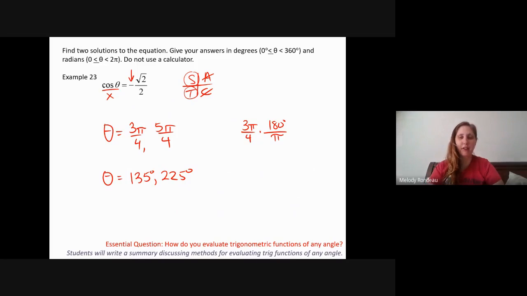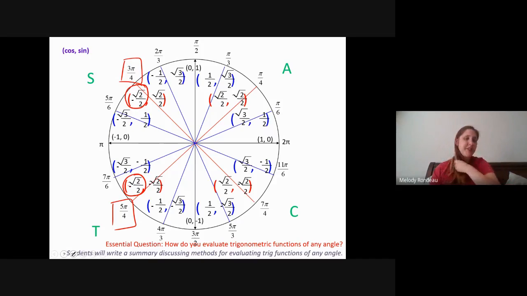Even though it says don't use a calculator, the point is to not just type it into your calculator to get the answer, but to actually use the unit circle and so forth. All right. Our last two, here we go.